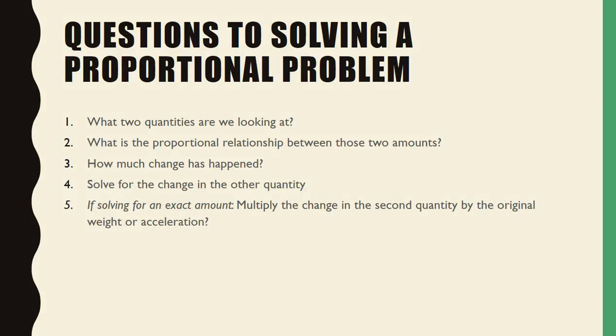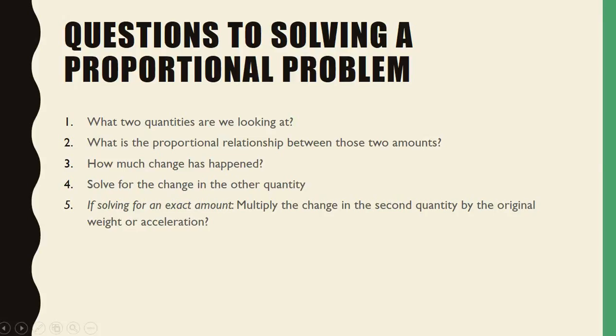The first thing we need to start with is, what are the questions you need to ask yourself as you solve a proportional problem? So here are the 5 questions. If you could write them down on your relearning worksheet. The first thing we need to do is figure out what 2 quantities are we looking at. Are we looking at distance and gravity, or mass and distance, or what are we looking at? Then you need to think, what is the proportional relationship between those 2 amounts? Are they directly proportional, or are they proportional by the inverse square?